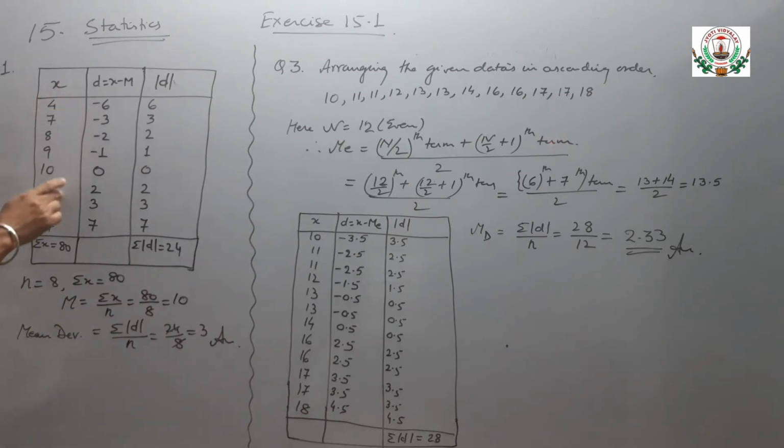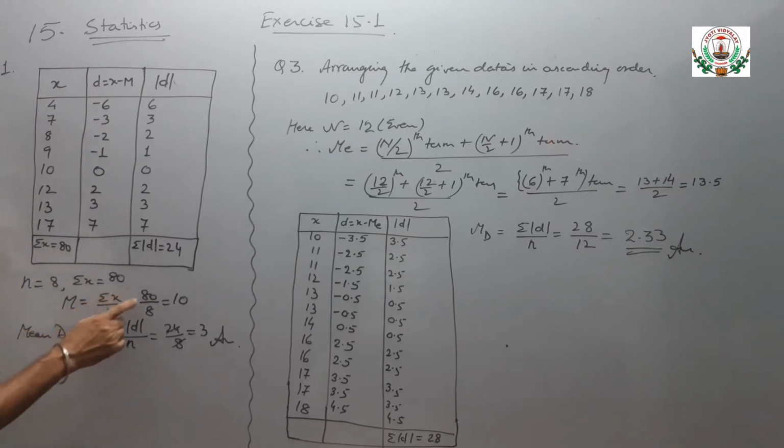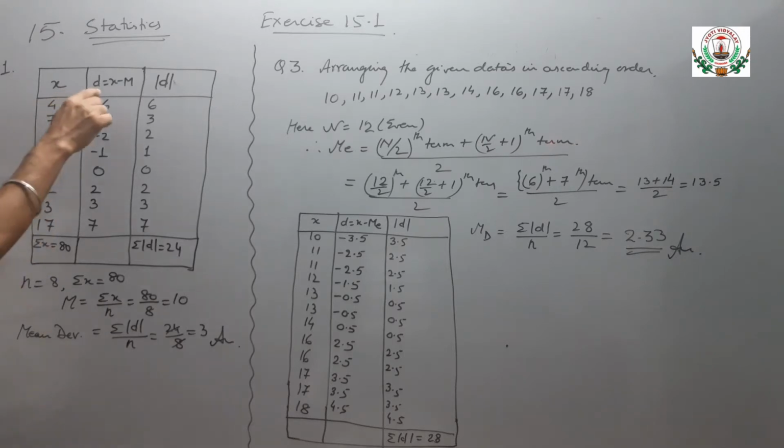We add up all these variates. We will get summation x equals 80. And mean we can calculate as summation of x by n. 80 by 8 equals 10. Now this is the value of m. So our formula for deviation is x minus m, because we are calculating from mean. So here m stands for mean.